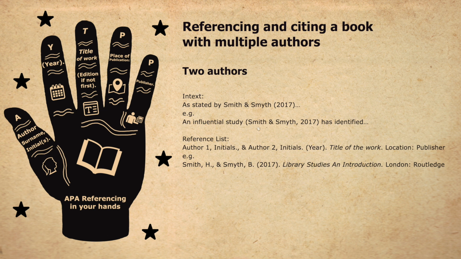For example, Smith and Smythe 2017. This will have an open bracket, Smith and Smythe, 2017, close bracket within your text. And your reference list then will have the author surname, the initials, and the author surname and initials, and then in the brackets the year, and then the title of the work, the location, and the publisher. An example of this can be seen on screen.